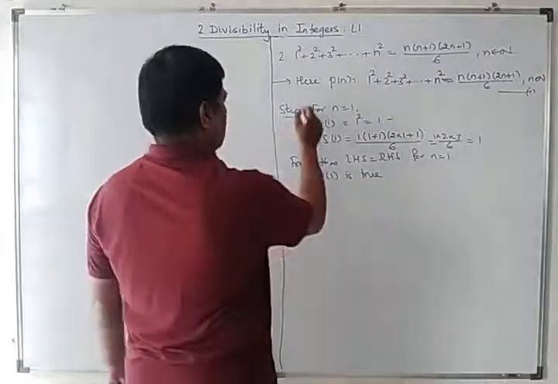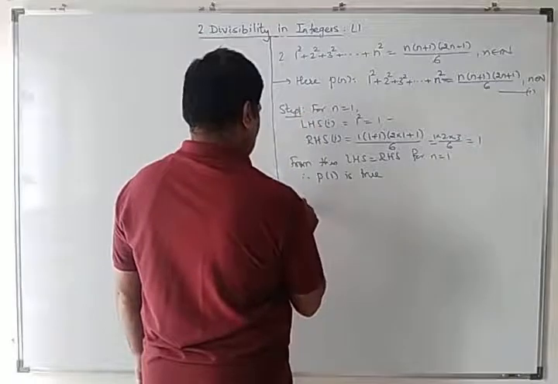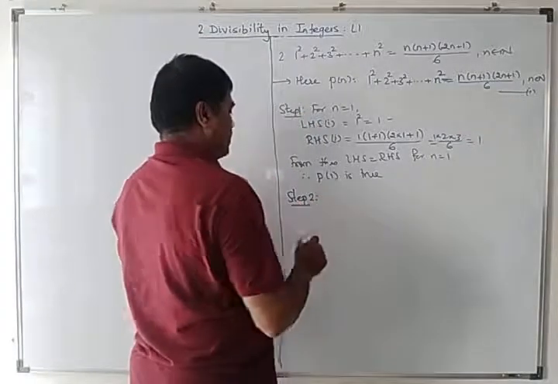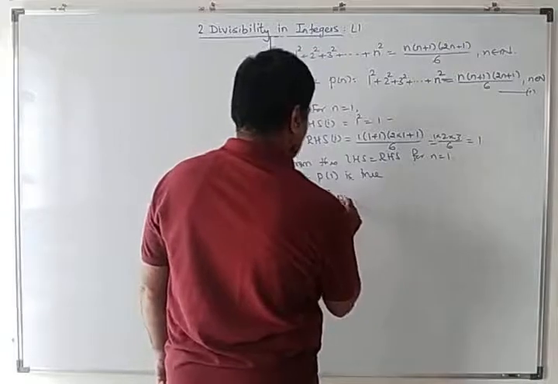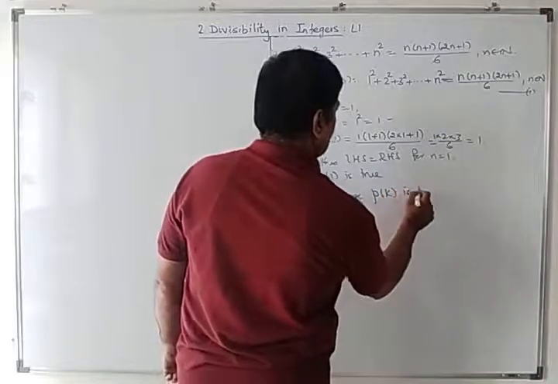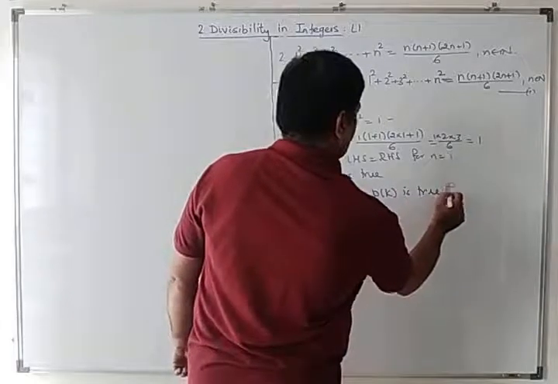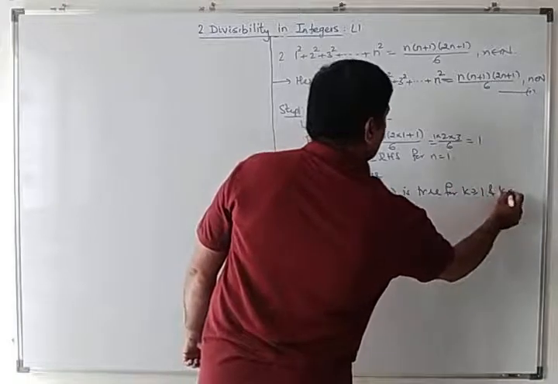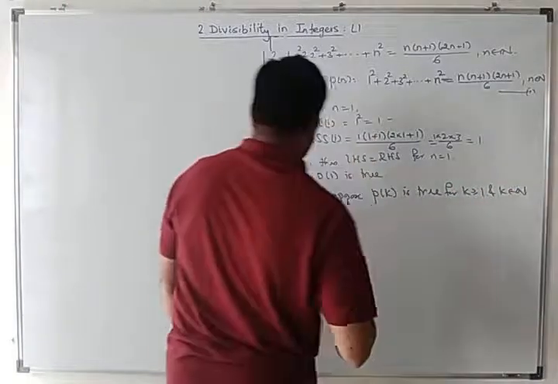Step 2, hypothetical step. Suppose P(k) is true. P(k) is true for k greater than or equal to 1, and k belongs to the set of natural numbers.